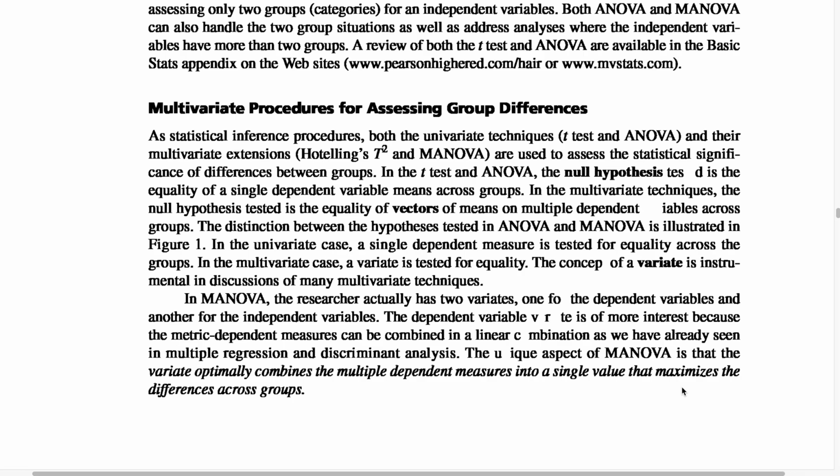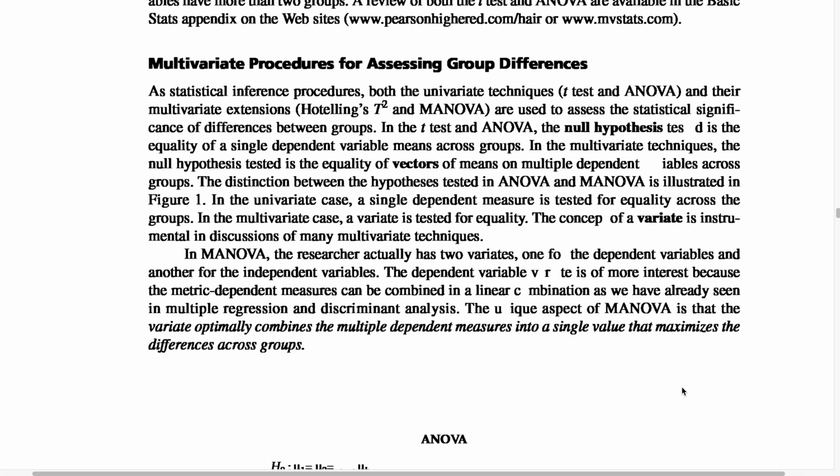In the multivariate technique, the null hypothesis tested is the equality of vectors of means on multiple dependent variables across the groups. The distinction between the hypothesis tests in ANOVA and MANOVA is illustrated in figure 1. In the univariate case, a single dependent measurement is tested for equality across the groups. In the multivariate case, a variate is tested for equality. The concept of the variate is instrumental in the discussion of many multivariate techniques.